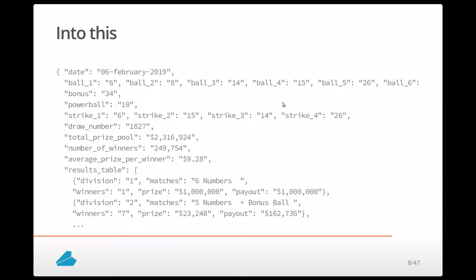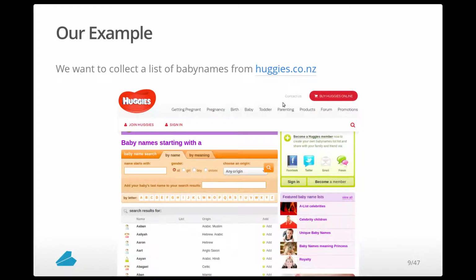Yeah, and the example that I'm going to go through is we're going to try and scrape baby names from huggies.co.nz. This is an actual website. If you go to huggies.co.nz/babynames, then you get this interesting website that shows you maybe you should name your child this, and this is the country it comes from, and it's a boy or a girl name, that sort of thing. So this is the goal.